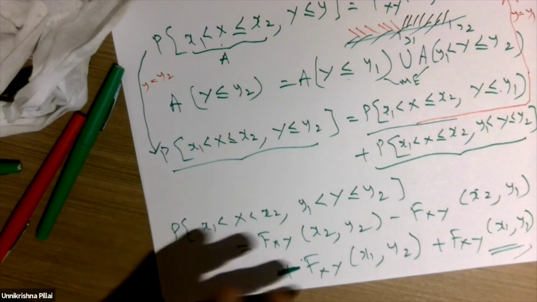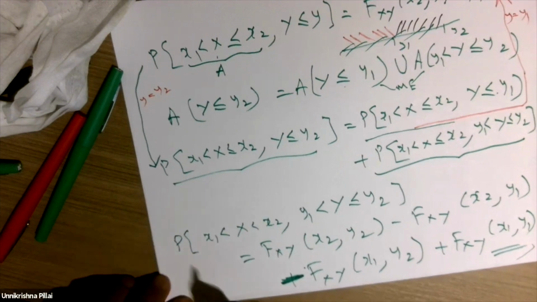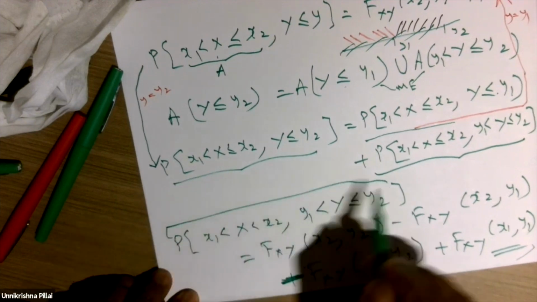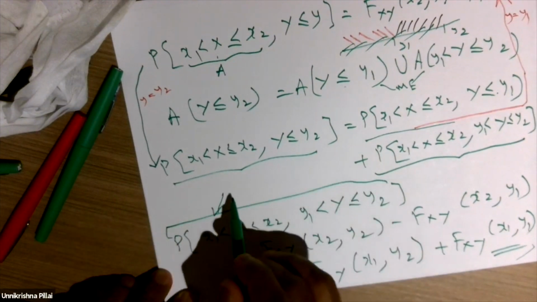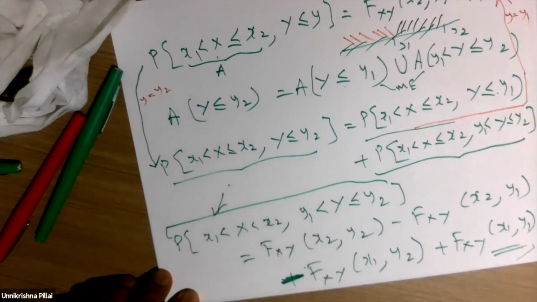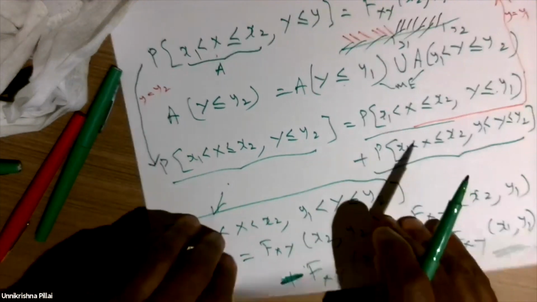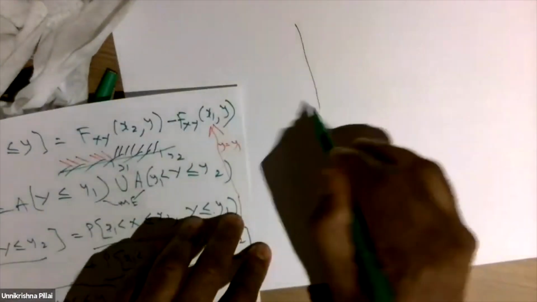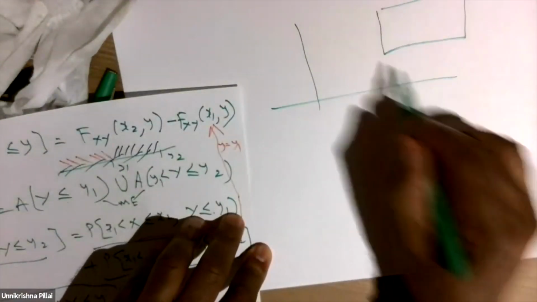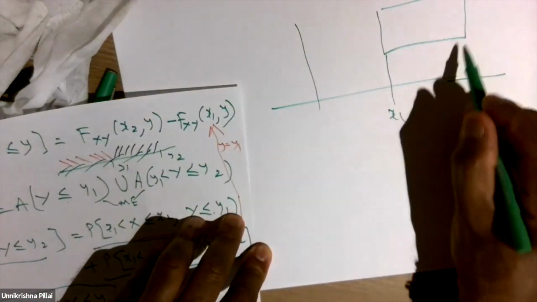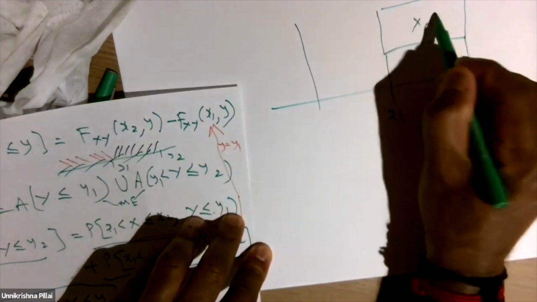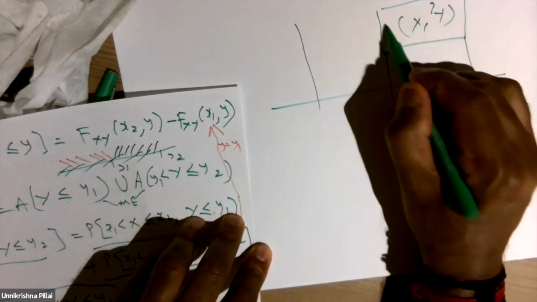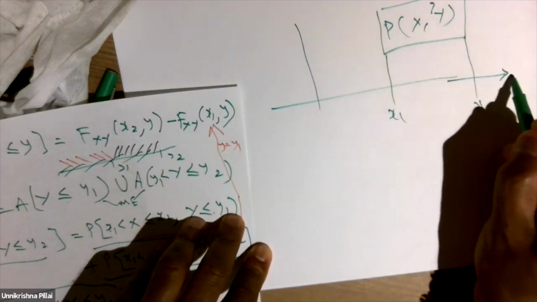So I'll draw a picture of this. If I call, remember, I don't want to keep writing this, if I call this probability, you can pictorially represent it as the same as asking this one. If I have a rectangle, we are asking what is the probability that the random variable xy will be there.